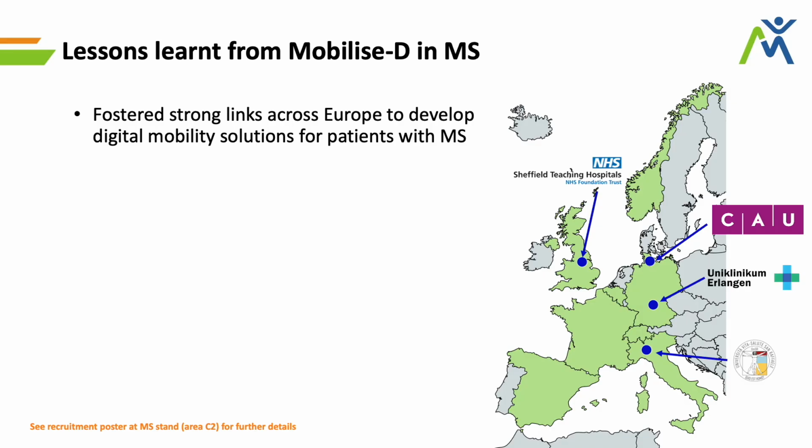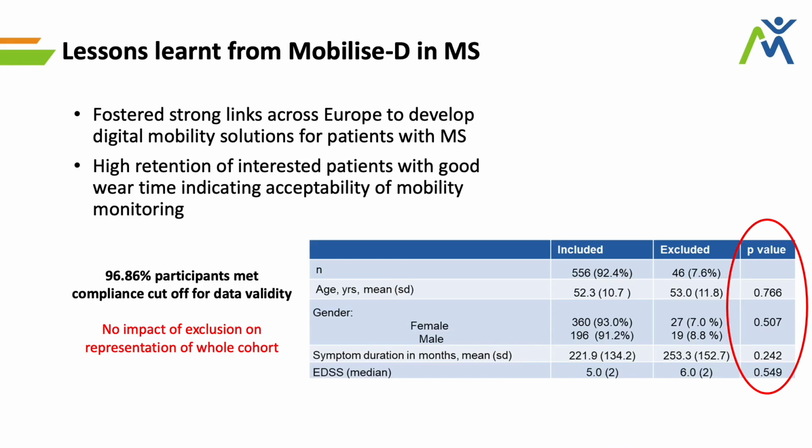I'm not presenting a lot of data for obvious reasons, because the data is still coming and we're analyzing it. But what lessons have we learned from Mobilise-D so far? We felt really that we could foster links between various centers to promote further trials. And that was clearly very doable and feasible. We learned that we can use mobility outcome measures in clinical trials, and patients will adhere to utilizing these tools in clinical trials. And you can see that the majority of the patients in the cohort were quite happy to comply and provide us with reliable data.